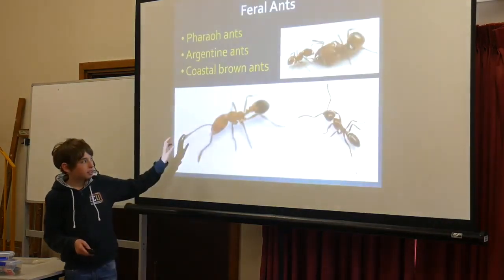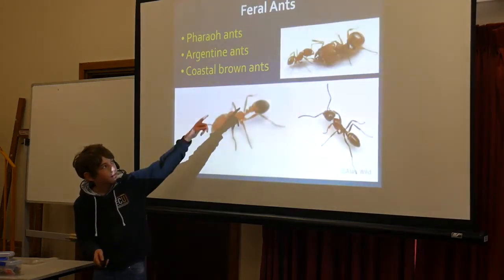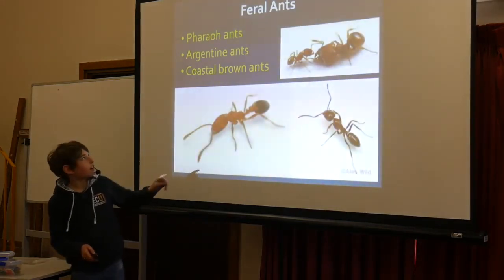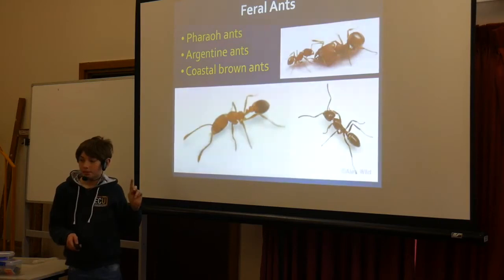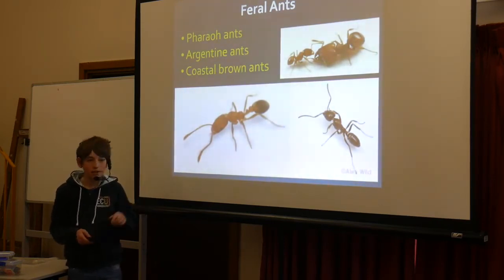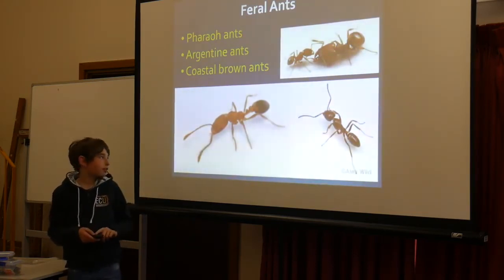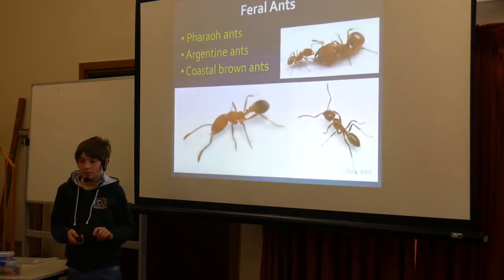So just quickly, some feral ants. Pharaoh ants, Argentine ants, and coastal brown ants are all feral. Coastal brown ants are actually also called big-headed ants. They're not a native species; they're from South America. Actually, all of these are from South America. They are very bad for the ecosystem.